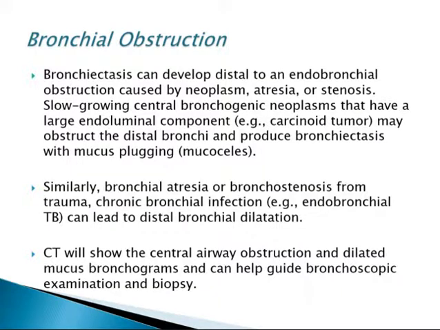The other cause of bronchiectasis is bronchial obstruction. Bronchiectasis can develop distal to an endobronchial obstruction caused by neoplasm, atresia, or stenosis. Slow-growing central bronchogenic neoplasms that have a large endoluminal component, like carcinoid tumor, may obstruct the distal bronchi and produce bronchiectasis with mucus plugging. Similarly, bronchial atresia or bronchial stenosis from trauma or chronic bronchial infection can lead to distal bronchial dilatation. CT will show the central airway obstruction and dilated mucus-filled bronchograms and can help guide bronchoscopic examination.